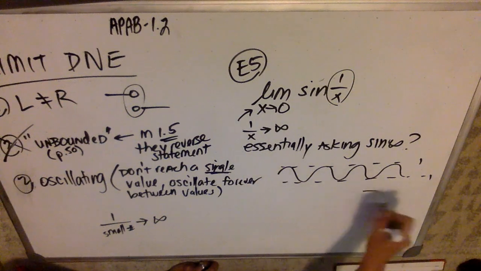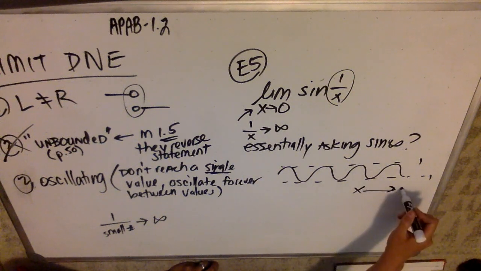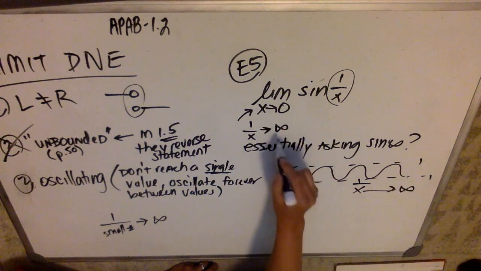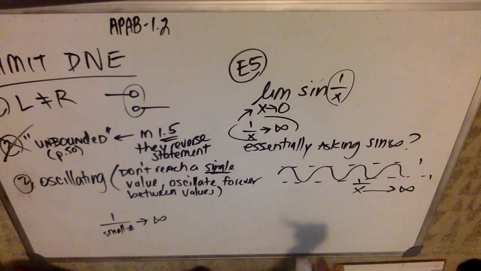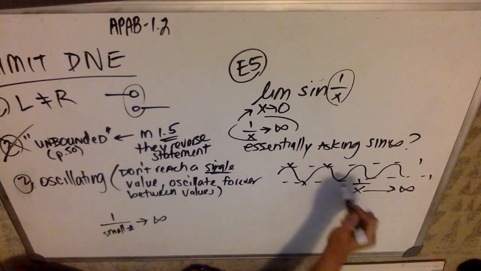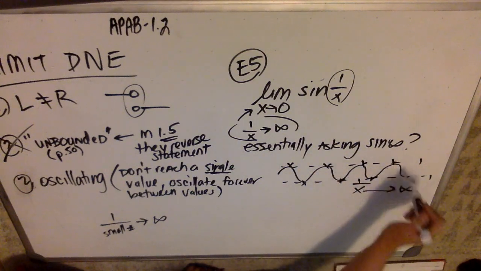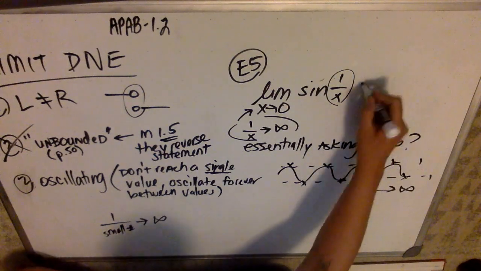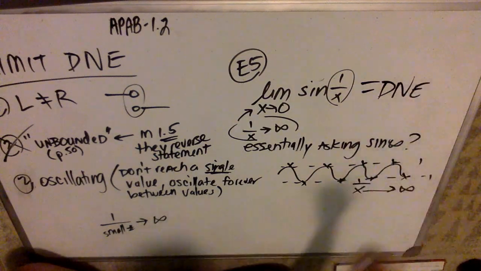Like, as 1 over x goes to infinity, right? Because that's what's happening. 1 over x is going to infinity. These values are going to keep going from 1 to -1 to 1 to -1 to 1 to -1. So this is oscillating. So the limit here does not exist because this value is going to keep oscillating.